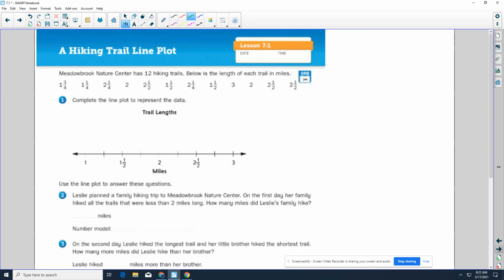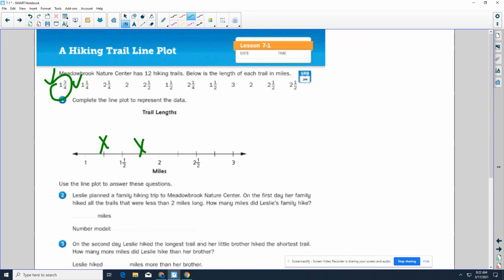Then the next thing there is just review with line plots. So you're going to go through on that page and work on that as well. So it says the Meadowbrook Nature Center has 12 hiking trails. Below is the length of each trail in miles. And remember, for your line plot, you're just going to use X's. So I'll just mark the first one here with you. So 1 3/4. I know this is 1.5, so this would be 1 3/4. So then I would just put a check that I did that one. And then 1 1/4 is over here, so I put a check. And each time that occurs, you mark it.